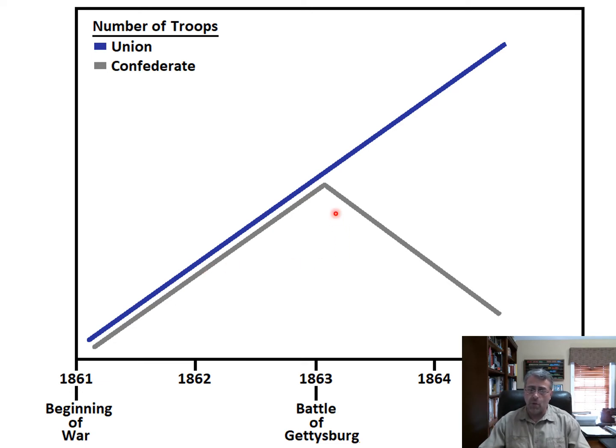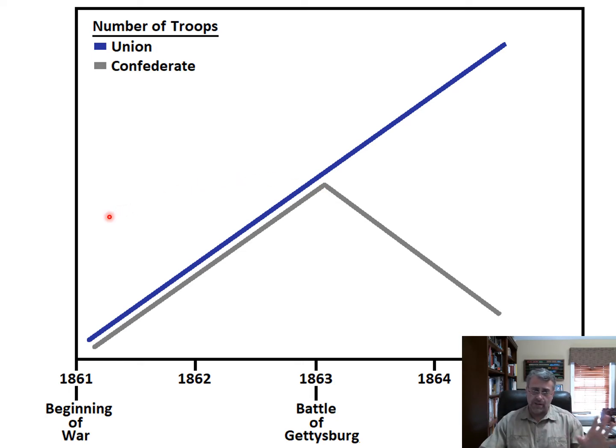But at a certain point, they began to split. The United States Army continued to grow, whereas the Confederate Army got smaller and smaller and smaller. And this is the result of the manpower advantage that the North has.